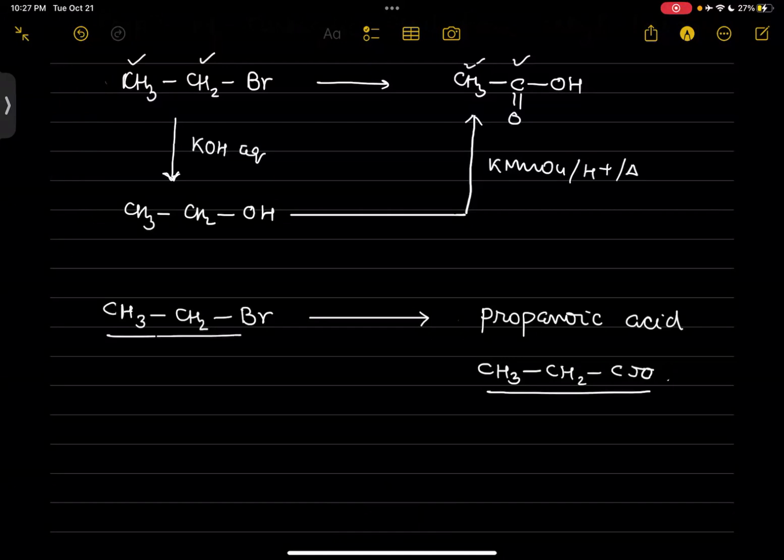While counting the carbon atoms, you should count the carbon atom of the carboxylic acid also. And by taking into account the carboxylic acid, we can make out that the carbon atoms have increased. They have changed from 2 to 3. Got it? Clear?